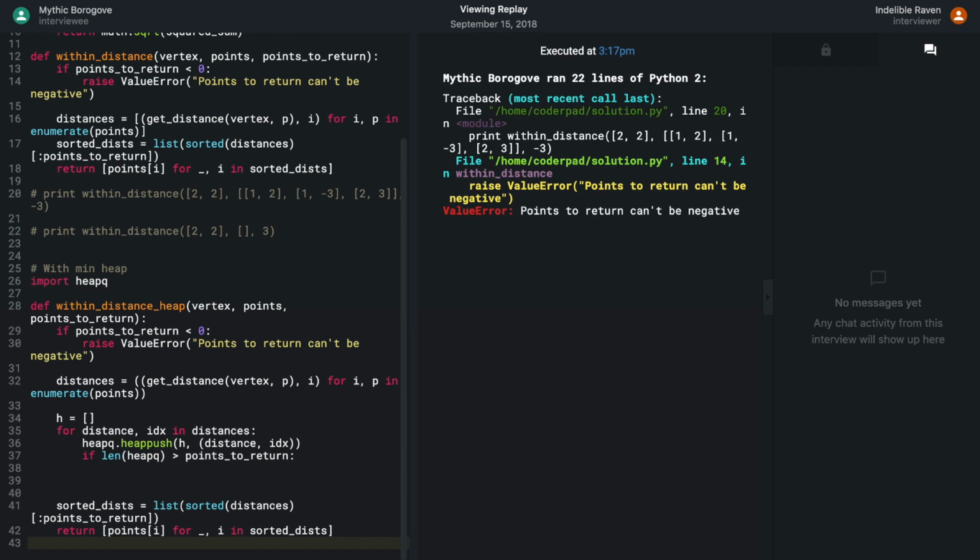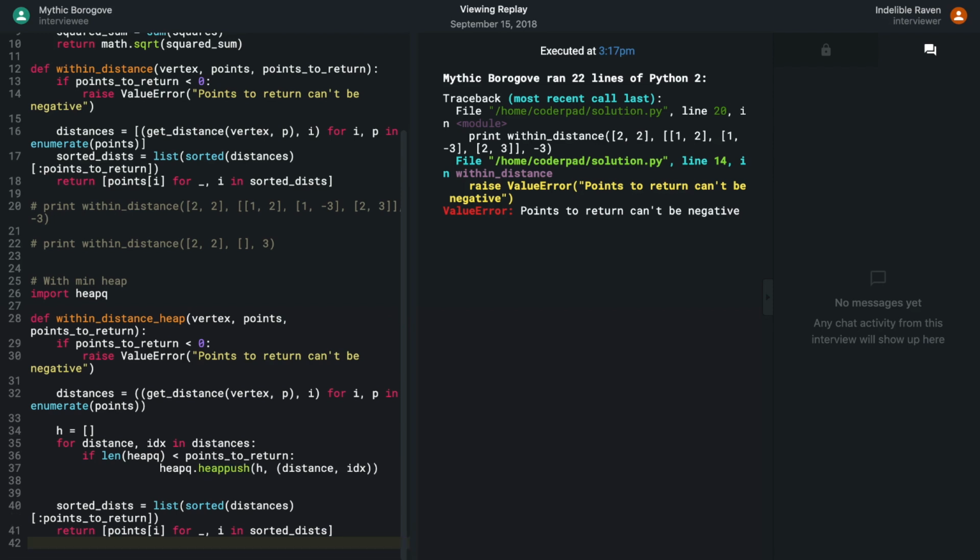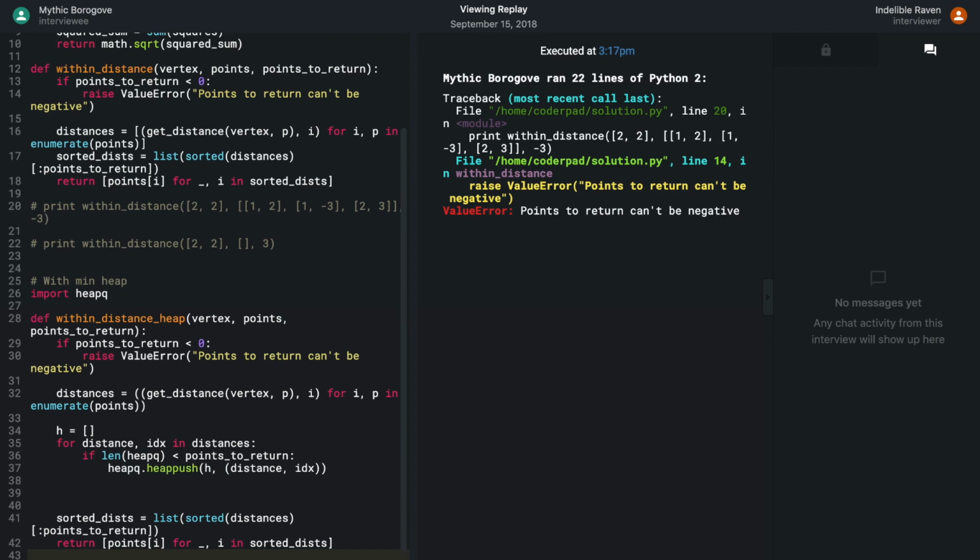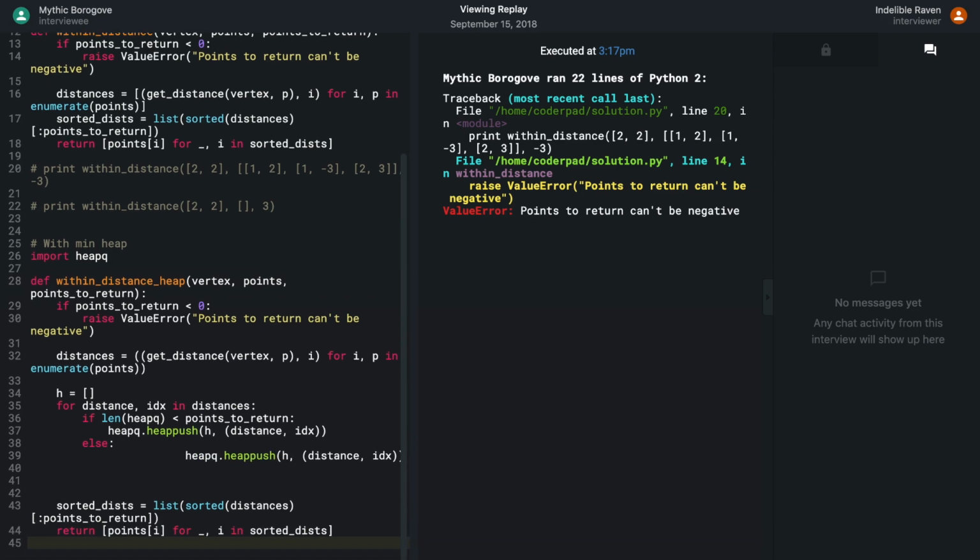So there's a method called heap push pop. Basically, if there are fewer than the k points to return, we can just insert it directly. Sure. But if it's greater, then it becomes heap push pop. Feels like it was 10 years ago. Yeah, it's an interesting function.